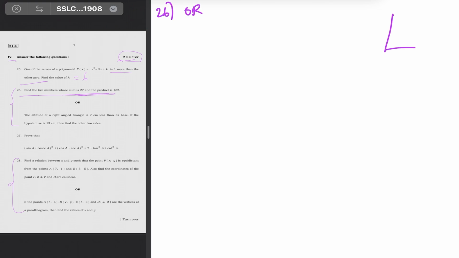So this is the 26th question we are solving. If this is the right angle triangle we have, the length of the hypotenuse is already given. It is 13 centimeter. Let us name it as ABC. If the triangle is right angled at B, then the side opposite to that is the hypotenuse, whose length is given as 13 centimeter.